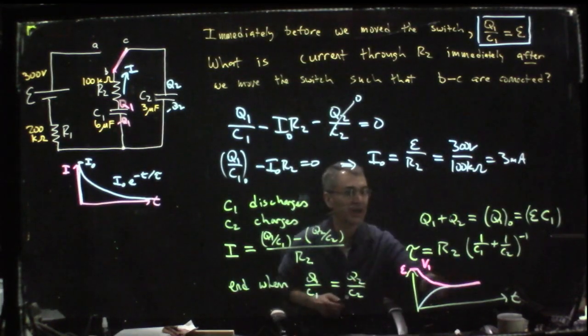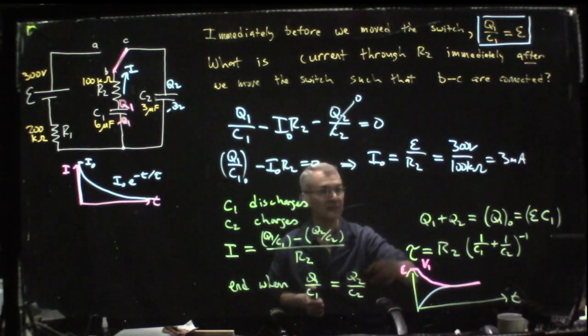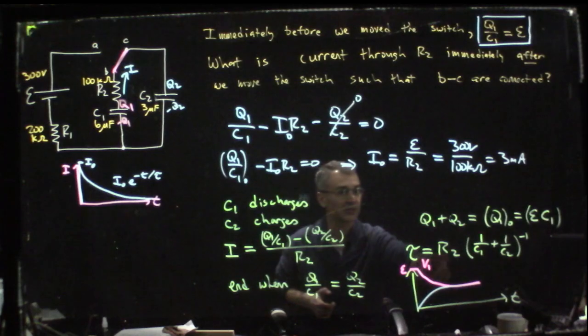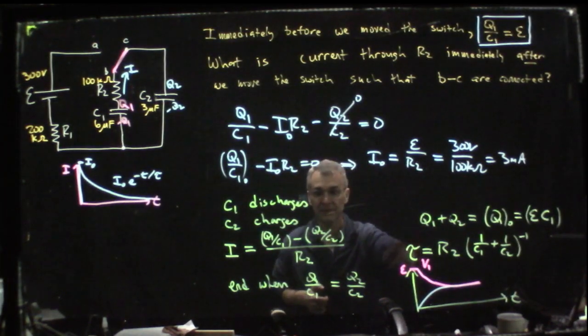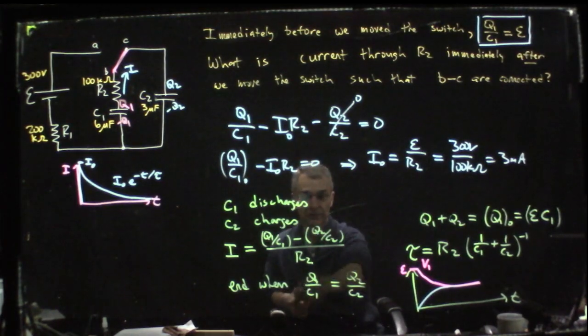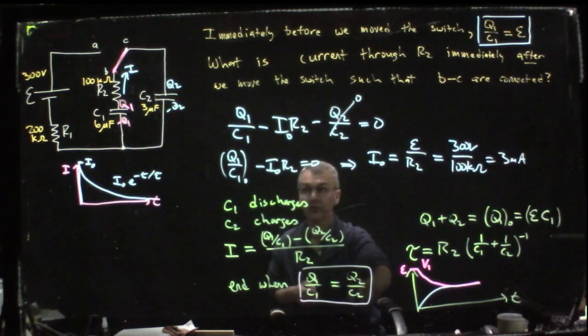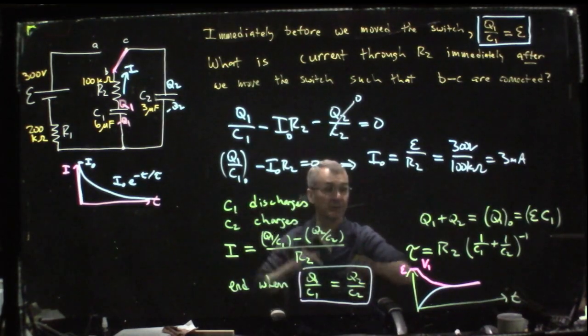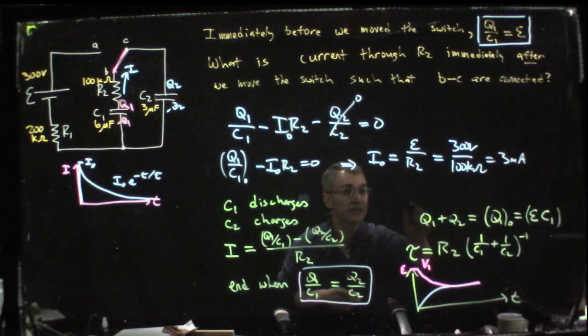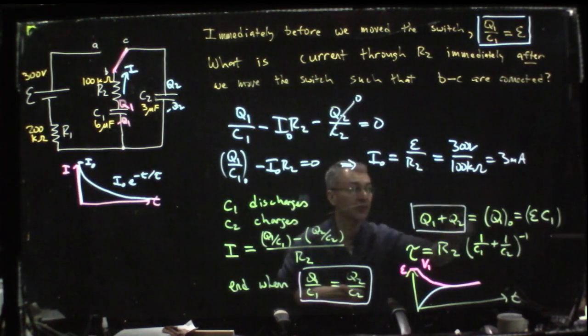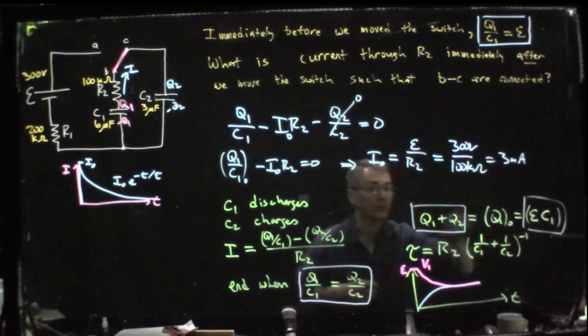And what is this value? It's the voltage such that Q1 over C1 equals Q2 over C2. It's the same voltage on each capacitor, while maintaining the constraint that the sum of the two charges is the same as you started with.